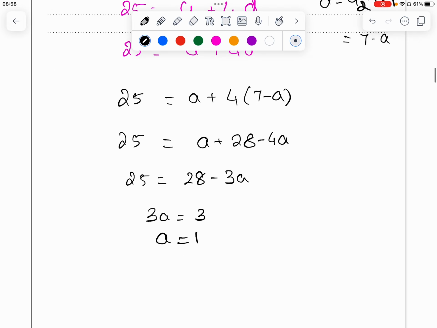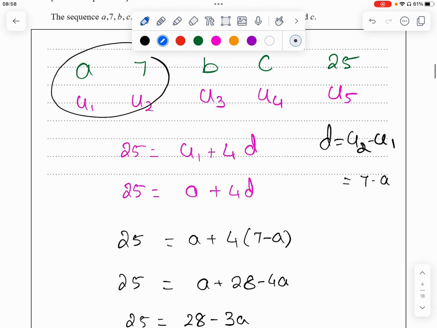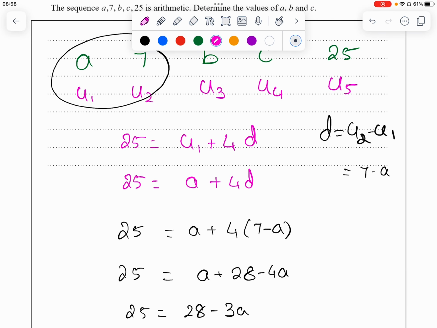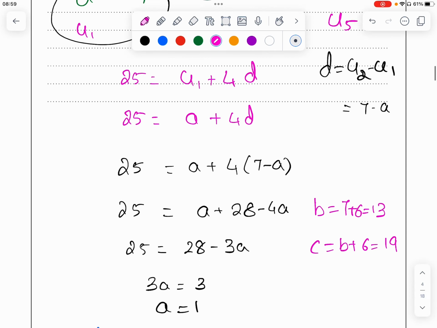Once I get the value of A, then the D value is 7 minus A, which is 7 minus 1, which is 6. So I got D as 6. So what does B become now? B equals 7 plus 6, which equals 13. And C equals B plus 6, which equals 19. So I got the values of A, B, and C.